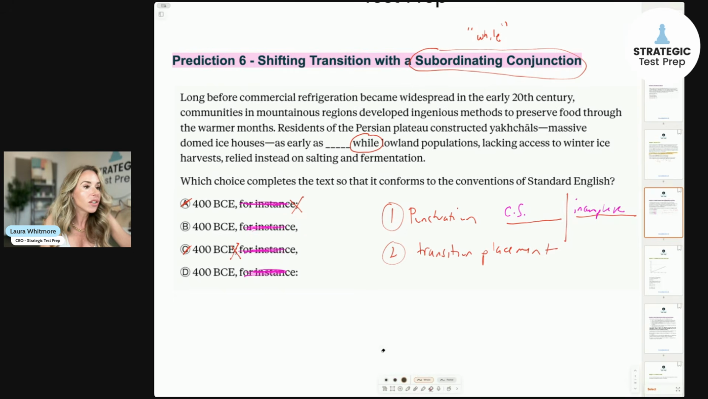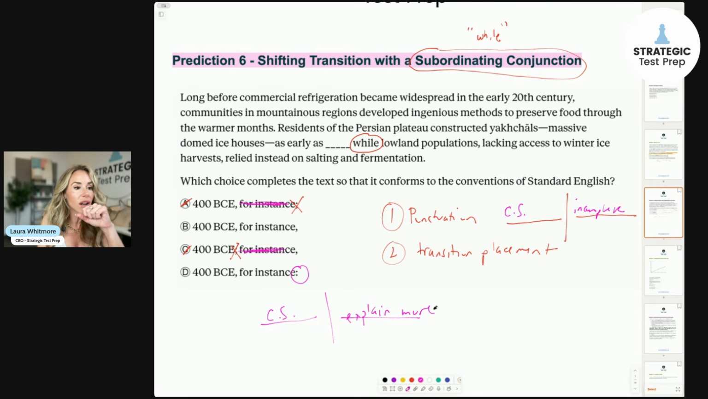So what we need to understand about the colon is the first side needs to be a complete sentence, and the second side can be anything. So it's okay that it's incomplete, but it needs to explain more. It needs to go into further detail about what that first side said. So let's see if it does that.